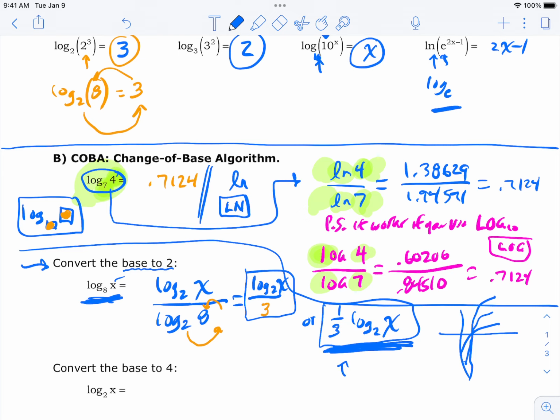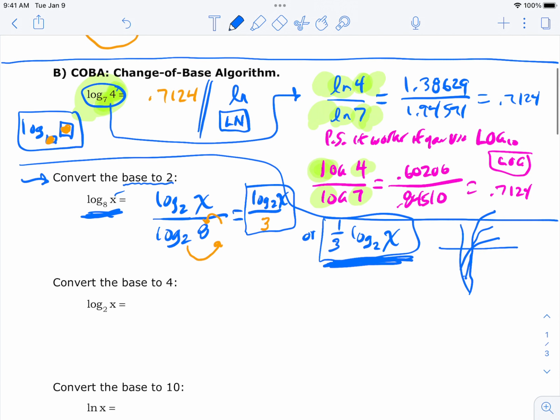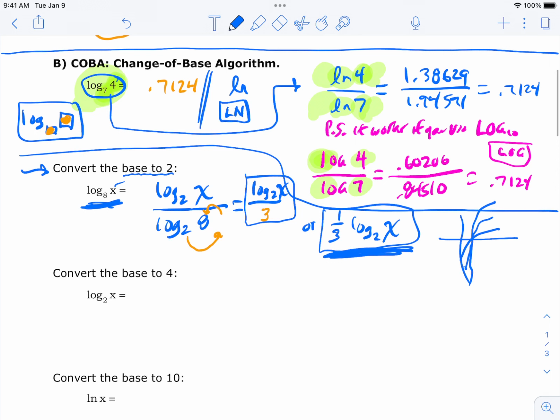Remember, if you put a 1/3 in front, that's actually a vertical compression by a third, right? So the log base 8 of x is basically a vertical compression by a third of the log base 2 of x. So you always expect them to be related by these simple multipliers. You can turn a log into another log if you have the right multiplier in front of it, is the bottom line.